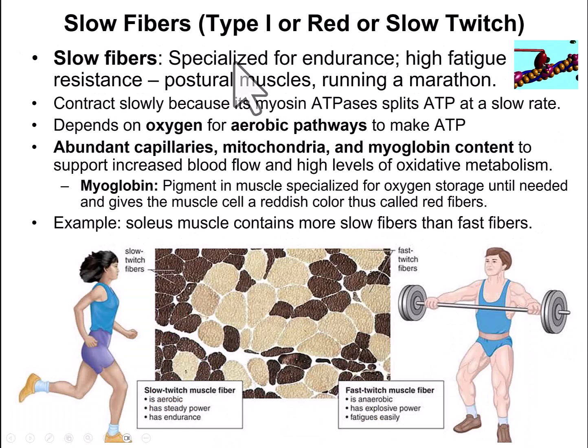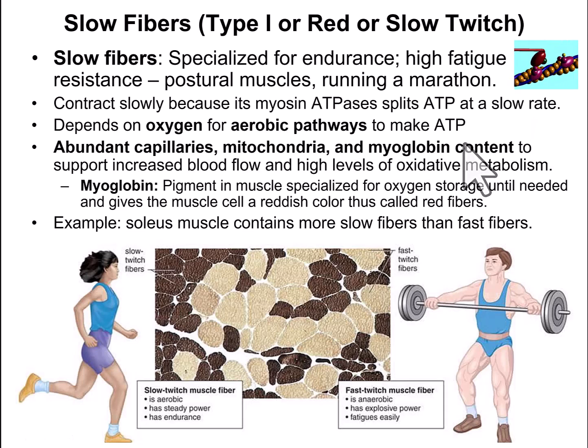Slow fibers are also called type 1, red, or slow twitch fibers. You want to make sure you star this. Slow fibers are specialized for endurance. They have high fatigue resistance. And these consist of things such as your postural muscles and muscles that are involved in helping to run a marathon. They contract slowly because their myosin ATPases split ATP at a slower rate. They depend on oxygen for aerobic pathways to make ATP.